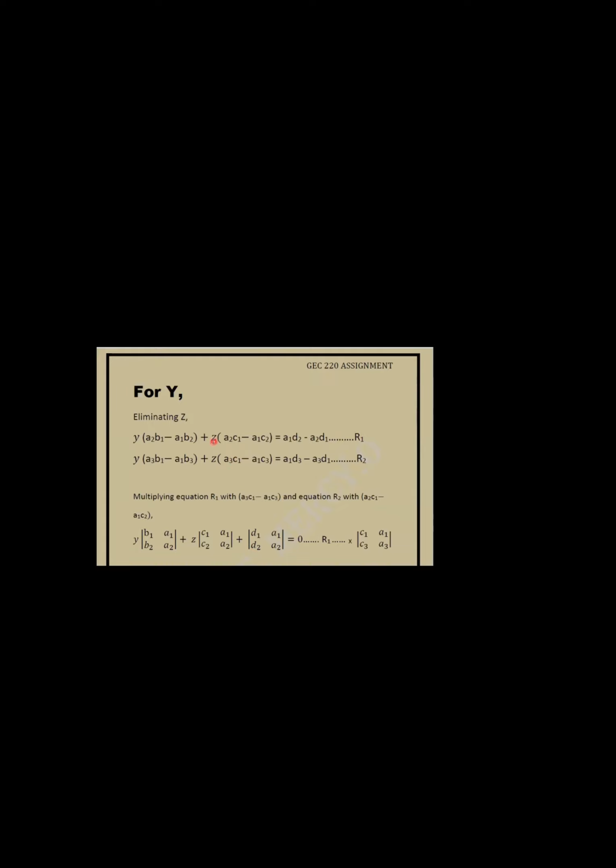Remember, multiply these two equations by the inverse of the coefficients. And then we have this, making it in matrix form. And then we have this and this. Subtracting the two equations, we have this.